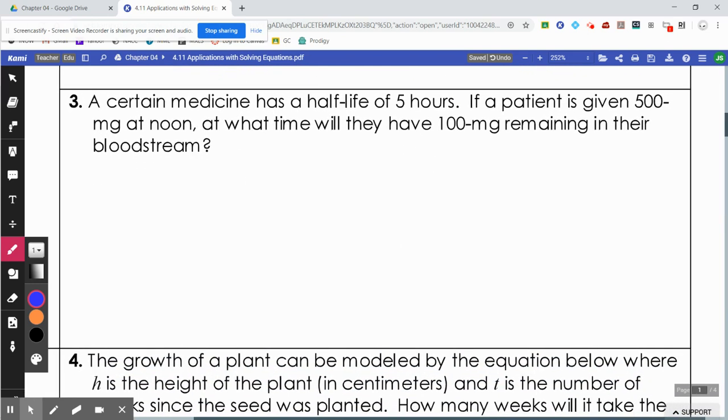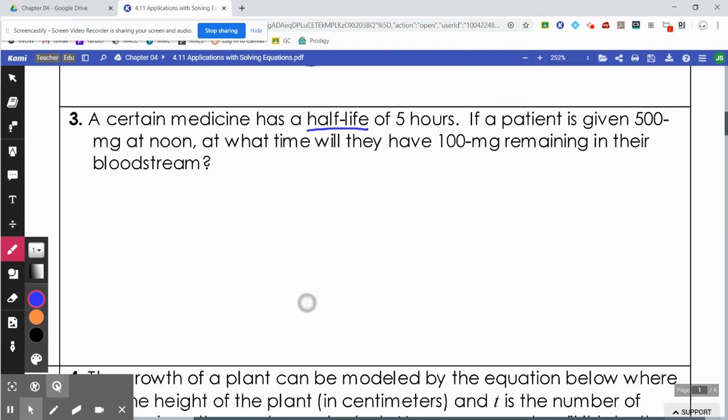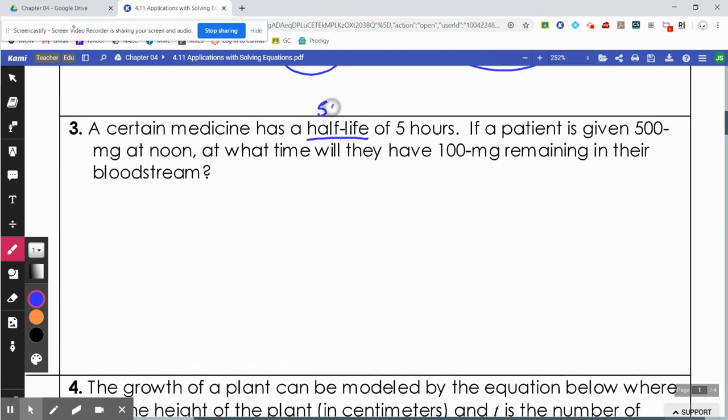Number three, a certain medicine has a half-life of 5 hours. And again, half-life is the amount of time it takes for that medicine to lose half of its volume or lose half of itself. The patient is given 500 milligrams at noon. At what time will they have 100 milligrams remaining in their bloodstream? Since we're dealing with half-life, again, the rate of decline, the rate that you lose it, is 50%. Now, the half-life is 5 hours.